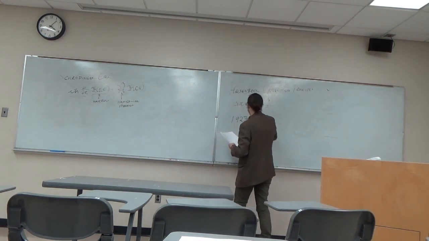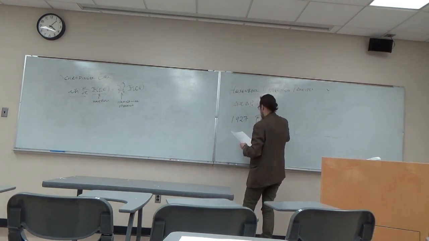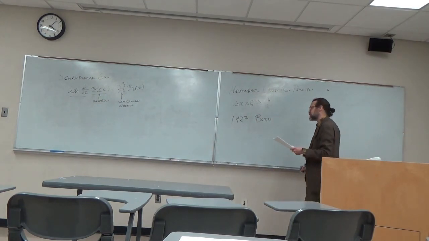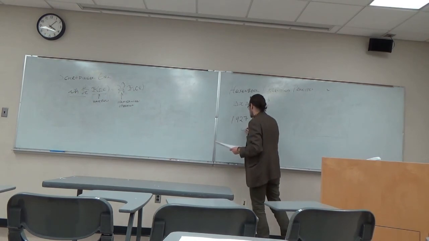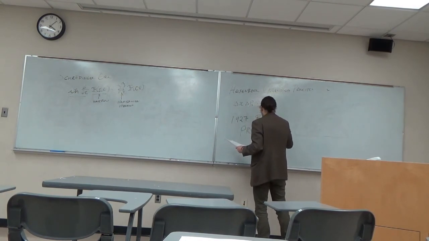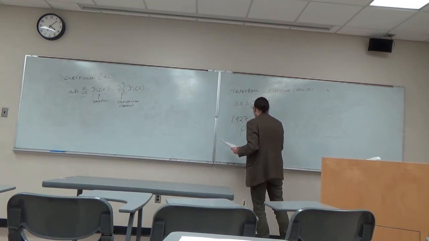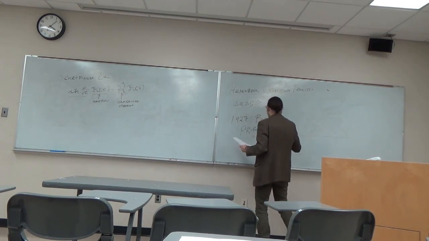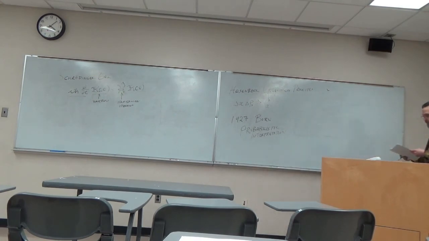And 1927, this guy named Born, he suggested a probabilistic interpretation of quantum mechanics. And that's where we are today. Everything that has come about comes from that. Good time? Yeah, we have a little time.